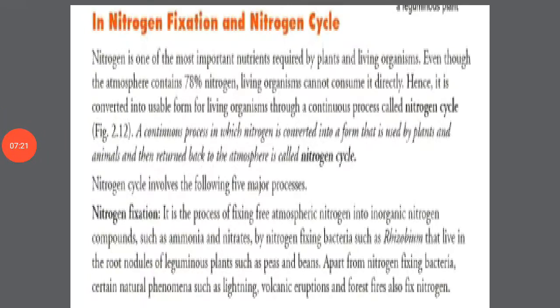Nitrogen fixation and the nitrogen cycle. Nitrogen is one of the most important nutrients required by plants and living organisms. Even though the atmosphere contains 78% nitrogen, living organisms cannot consume it directly, hence it is converted into a usable form through a continuous process called the nitrogen cycle. A continuous process in which nitrogen is converted into a form that is used by plants and animals and then returned back to the atmosphere is called the nitrogen cycle.